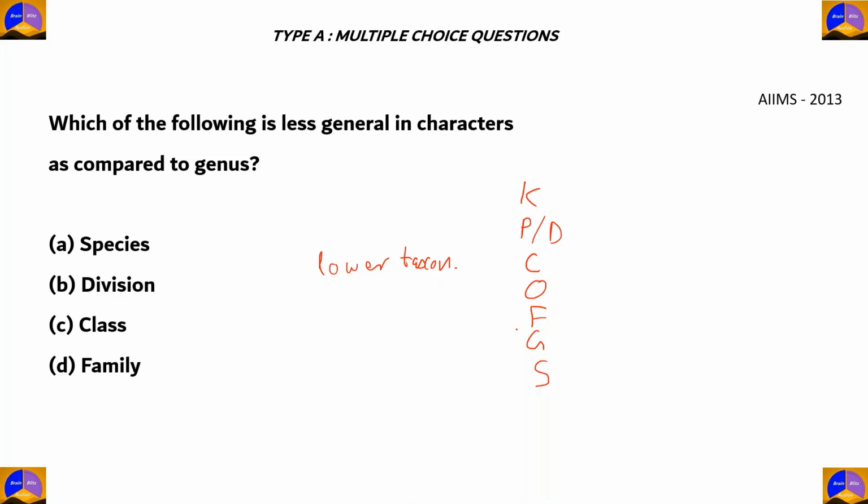So, let's look at each of the options. Family is above genus when it comes to generality in characters, so it is incorrect. Class is way higher, so that's incorrect as well. Division is also above genus, so it's incorrect. The only option which is right is species. As you can see, species lie below genus, so they are less general in characters as compared to genus.